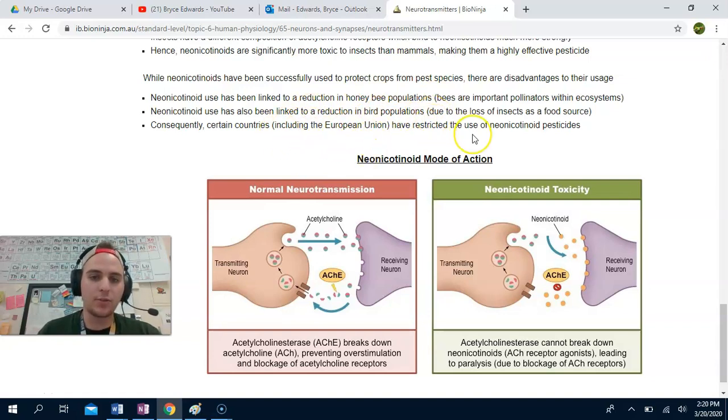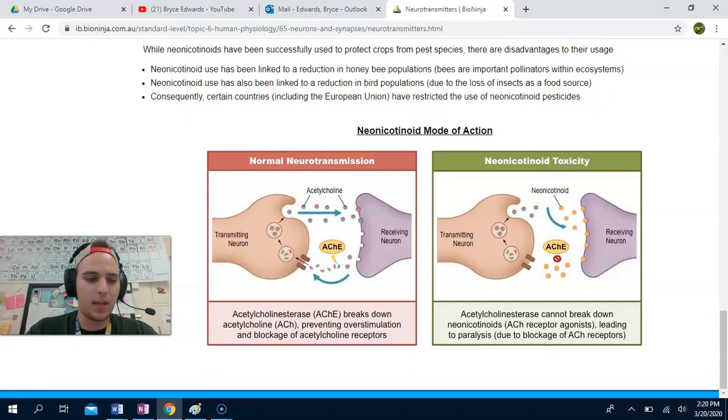So certain countries have restricted the use to be only so much. Okay, and that's what I've talked about before. And you can ask me, you can DM me or whatever. When I was working with honeybees in college, this is the kind of thing we would do: we would test these different neonicotinoid pesticides to make sure that they weren't having too much of an effect on the bees, or we would be testing different alternatives, which is actually really cool.